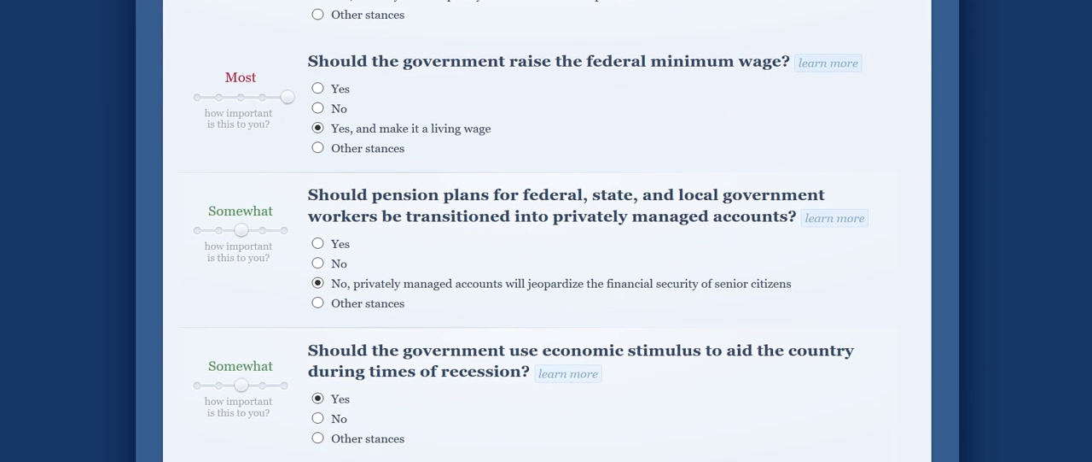All right, should pension plans for federal, state, and local government workers be transitioned into privately managed accounts? No, because that's privatization. And I clicked here, no, privately managed accounts will jeopardize the financial security of senior citizens, because it will. Imagine for a second, George W. Bush got through his plan to privatize Social Security. What would have happened? In 2008, it all would have exploded. It all would have went away.